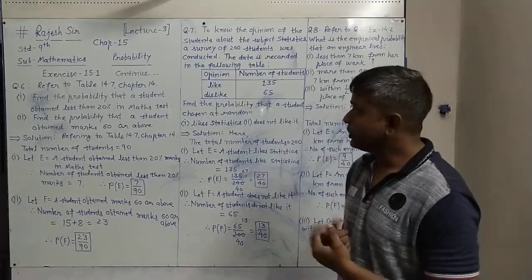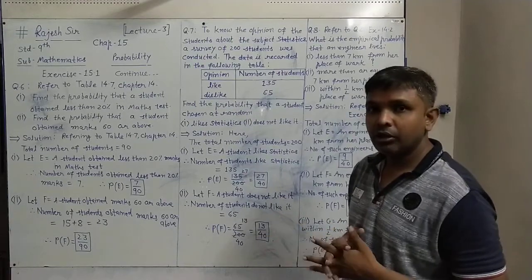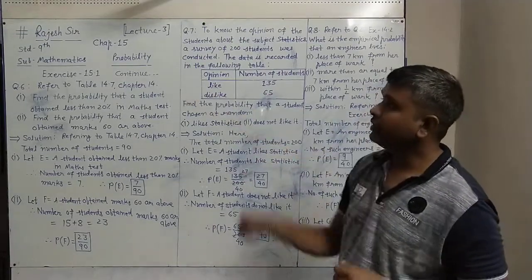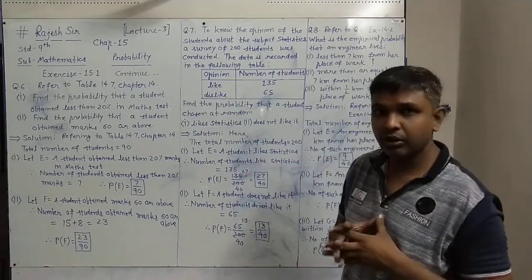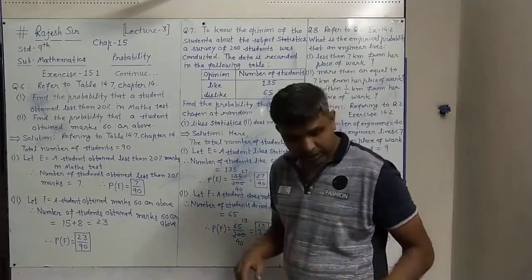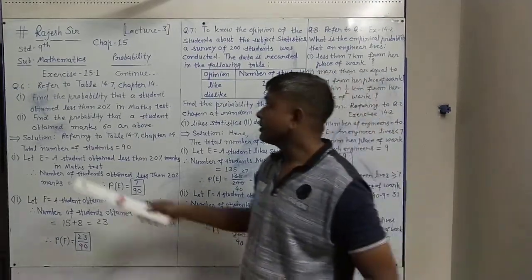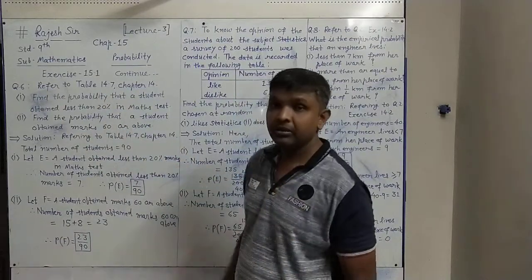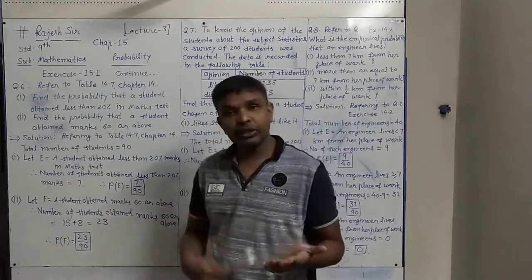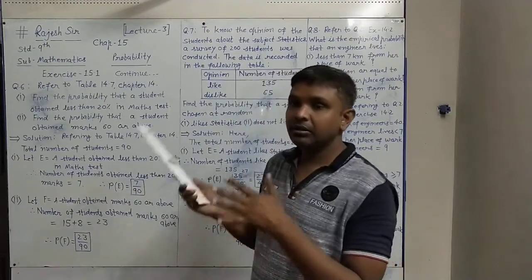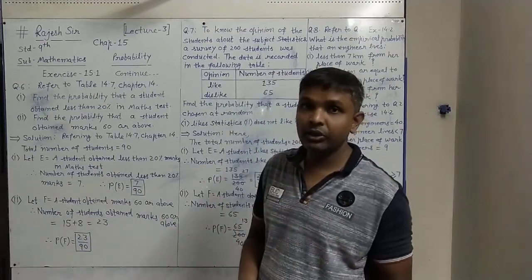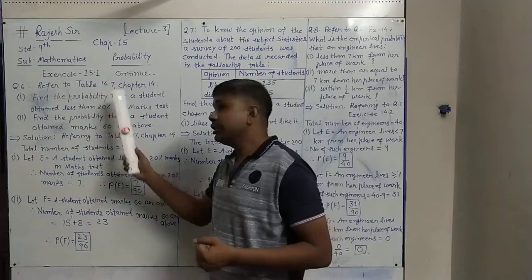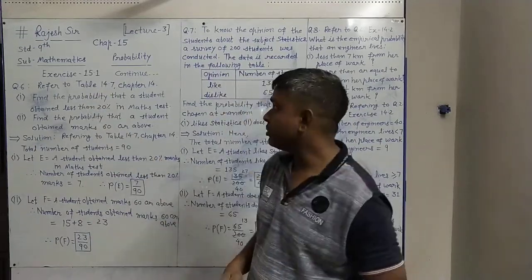This is lecture number 3, and we are continuing solving exercise 15.1. Till question number 5 we have solved in the last lecture. Now this is question number 6, and that refers to table number 14.7 of chapter number 14. We are solving the question in chapter number 15, but we have to see chapter number 14, and that also table number 14.7 in our textbook.